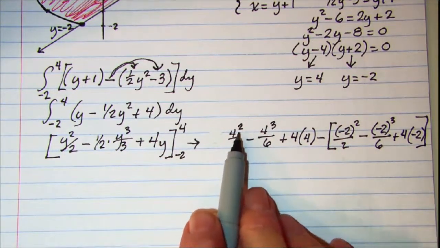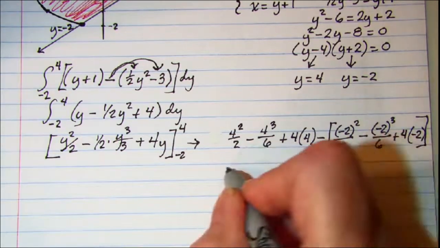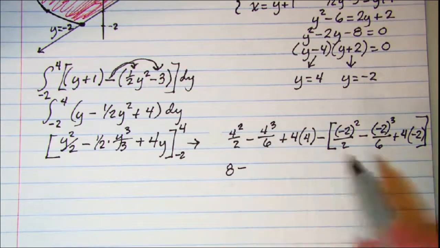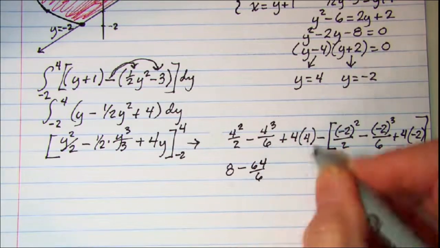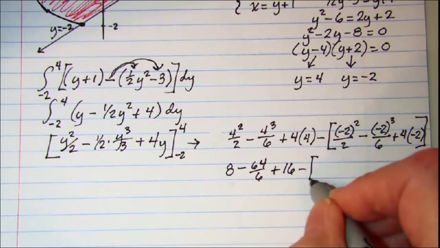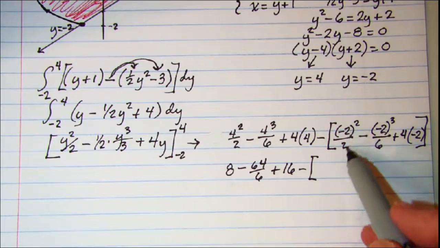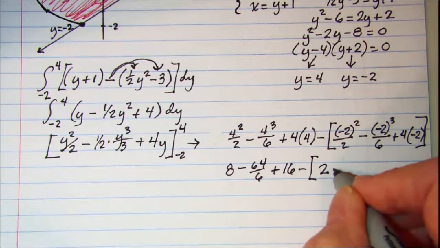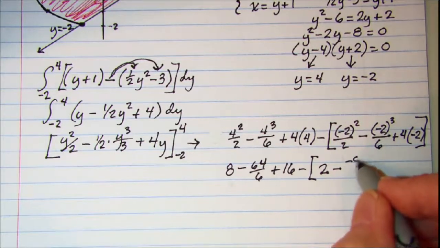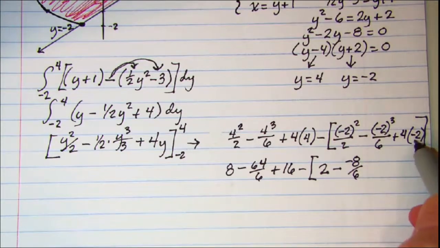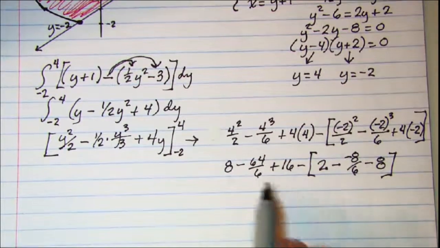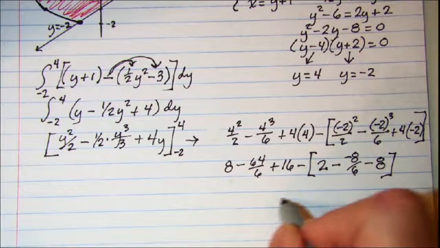This gives us 16 divided by 2, and 64 divided by 6, plus 16. This one is 4 divided by 2, and then -8 divided by 6, and then -8. When we do the math here, we get 18.